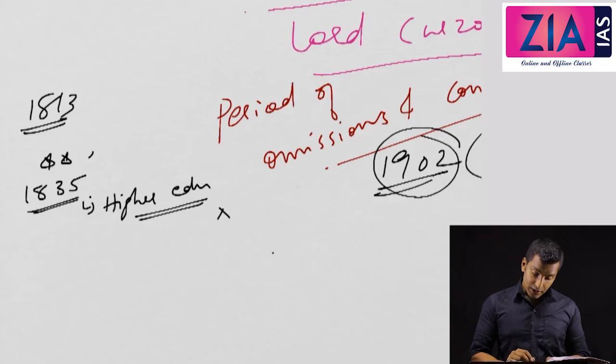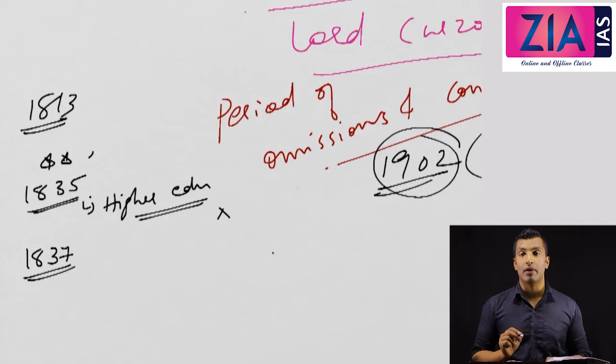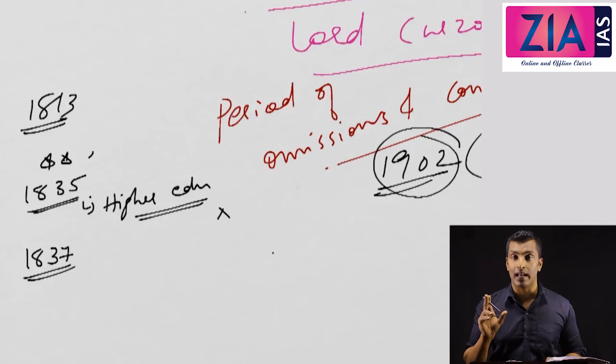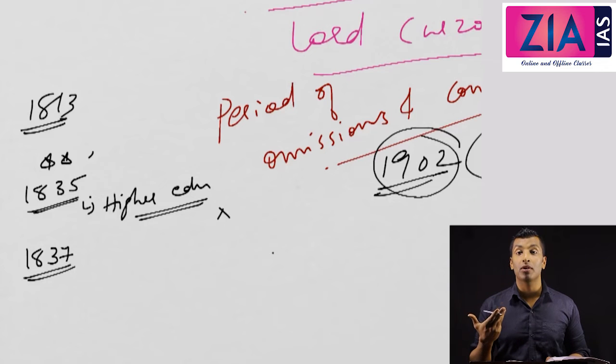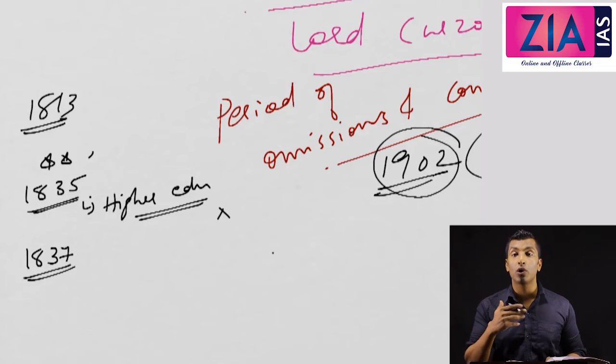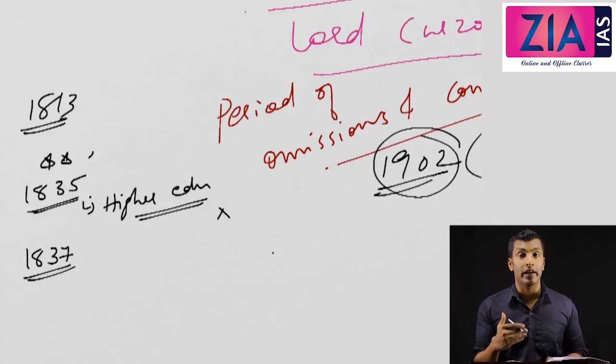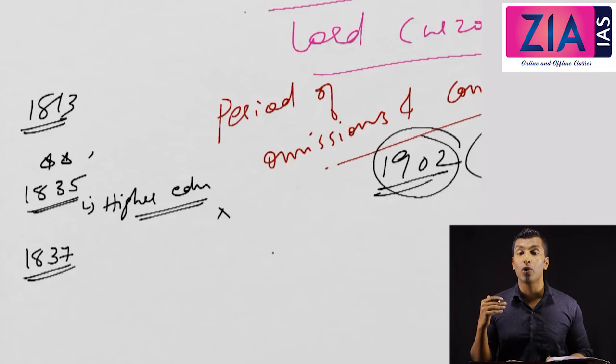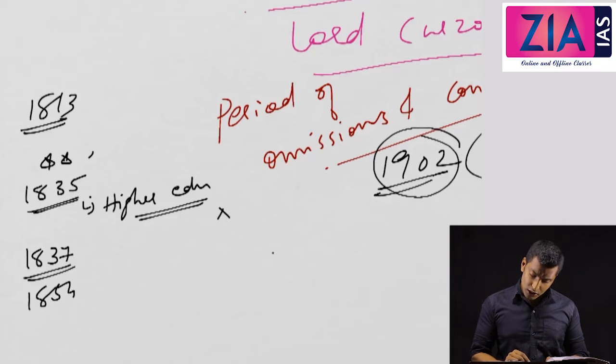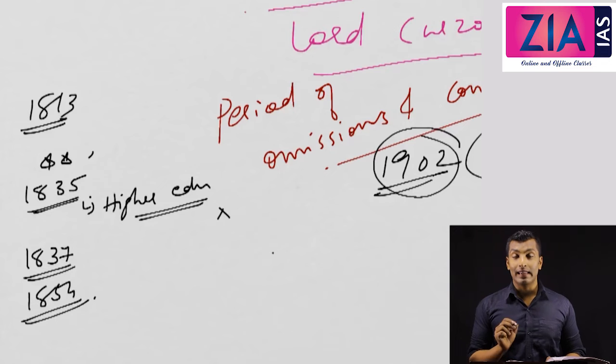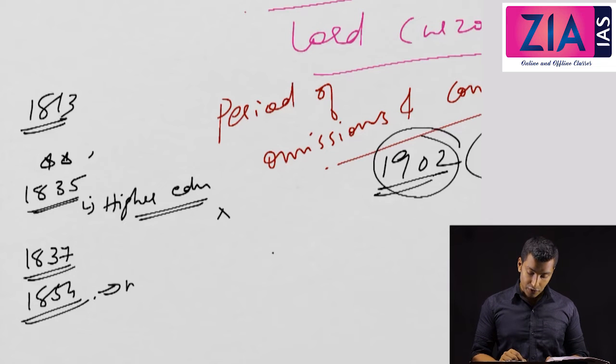After that, in 1837, till then Persian was the official language. In 1837, Persian was replaced with English as the official language. That created a lot of problems among the Muslims, because they were going to lose all the key positions they held till 1837. Muslims were not good at English, so they were going to lose their posts. After this, we have the most important among all, Wood's Dispatch in 1854.